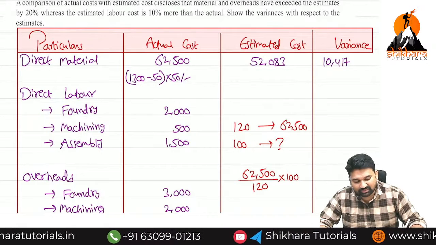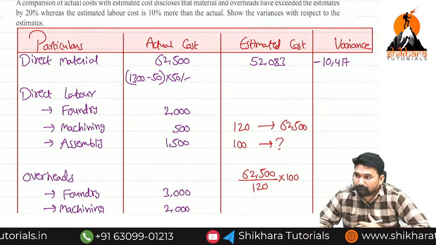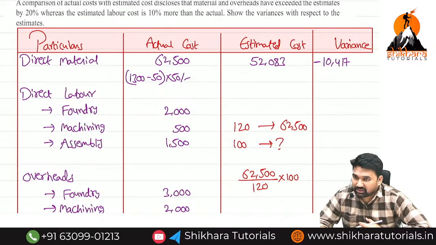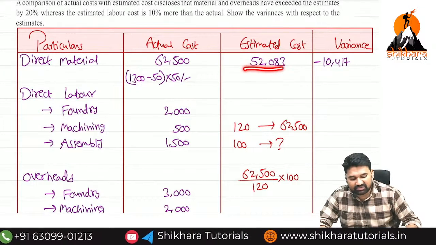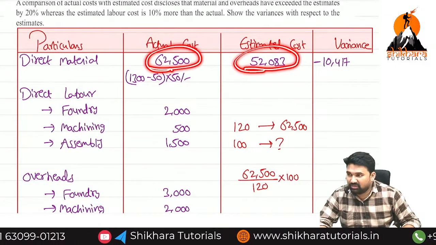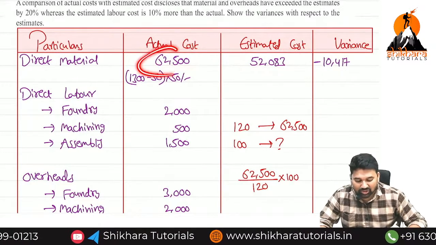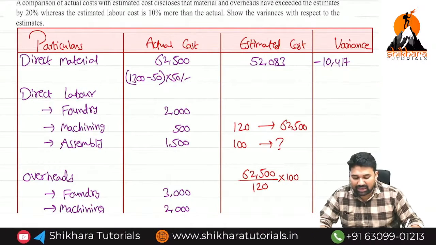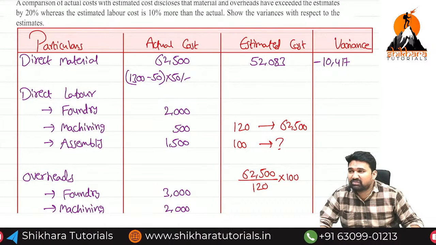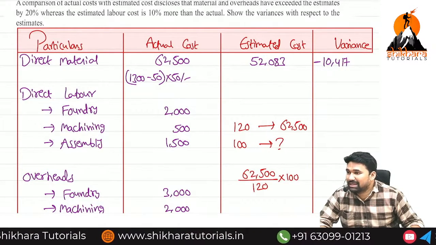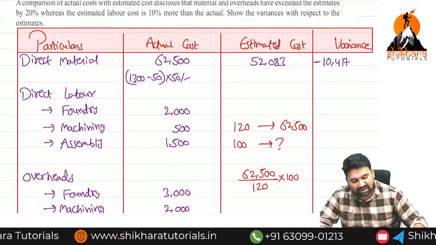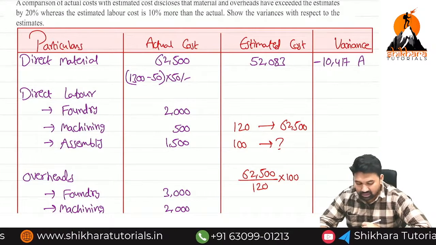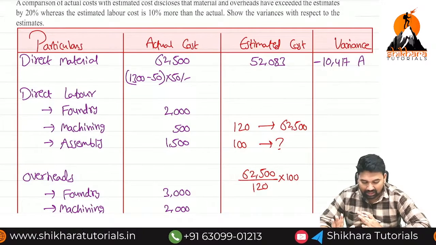Is 10,417 plus or minus? Minus. Why? Because the actual is more than the estimate. The estimate is 52,083, actually 62,500. So your actual expenditure has exceeded the budget. That is why it is negative. What I told earlier, negative will be denoted with which letter, F or A? A. So that is the letter we use here. So this is the actual point.